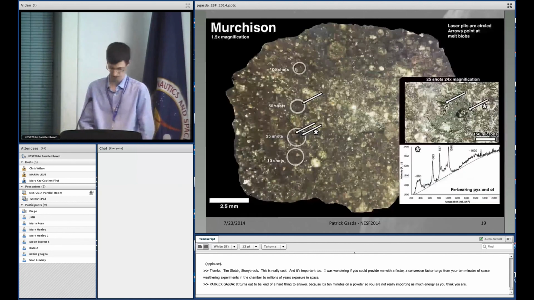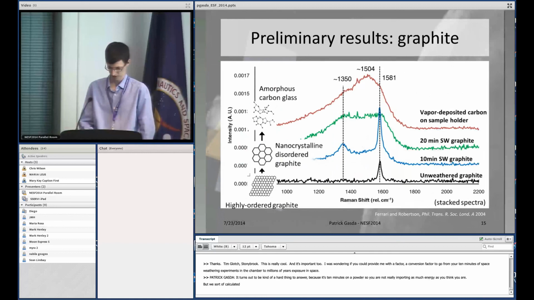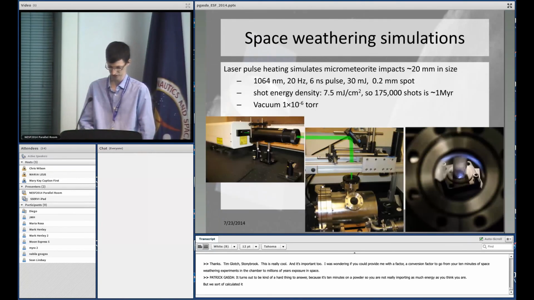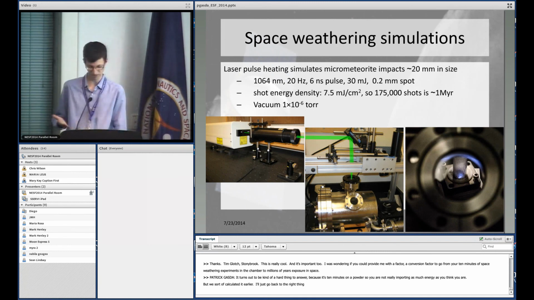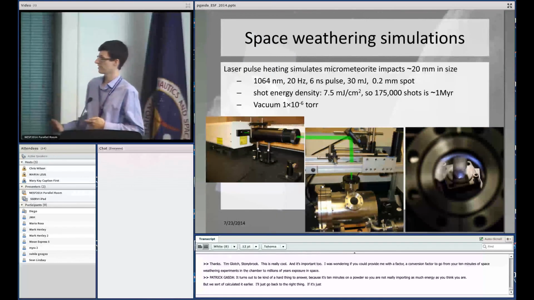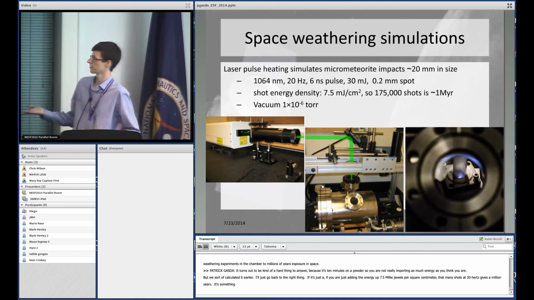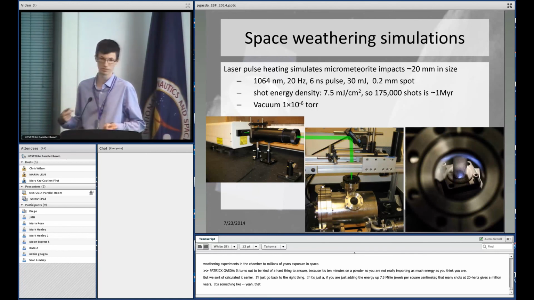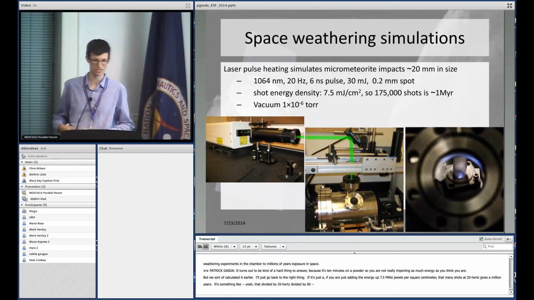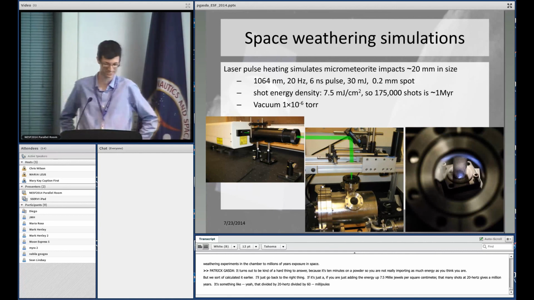But we sort of calculated it earlier. I'll just go back to the right slide. If you're just adding the energy up, 7.5 millijoules per square centimeter, then that many shots at 20 hertz gives a million years. So it's something like that divided by 20 hertz divided by 60.